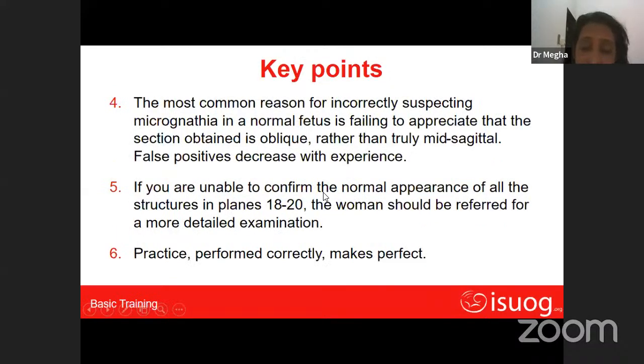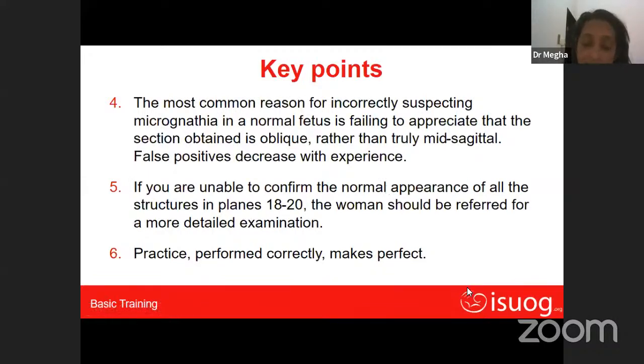Micrognathia, on the other hand, is a very severe abnormality. And before you diagnose micrognathia, it is extremely important to make sure that you're getting a truly mid-sagittal view of the face and not wrongly diagnosing micrognathia because your views are oblique.